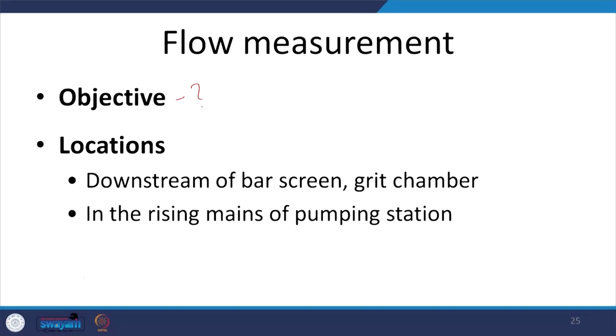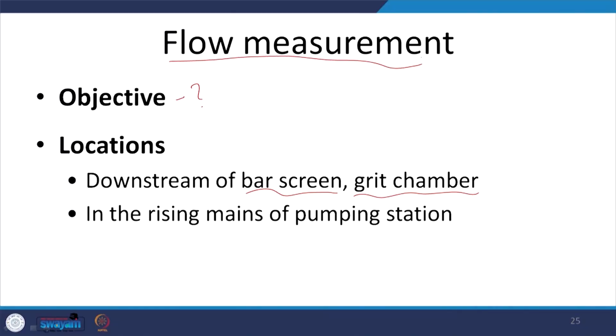And where do we have it? Typically, we have it downstream of the bar screen, sometimes downstream of the grit chamber too. It depends. Certainly you are going to remove the much bigger particles, plastics and such, so that they don't choke your pump sets. And pardon me, I guess this is with respect to flow measurement. I got that slightly wrong. So, we will have that downstream of the bar screen and the grit chamber typically.